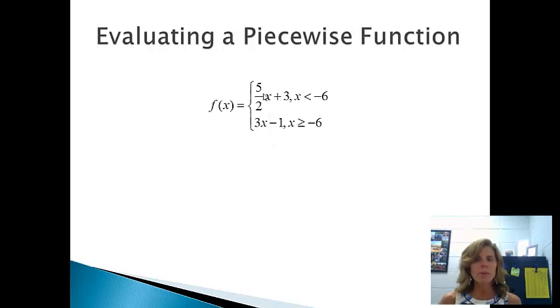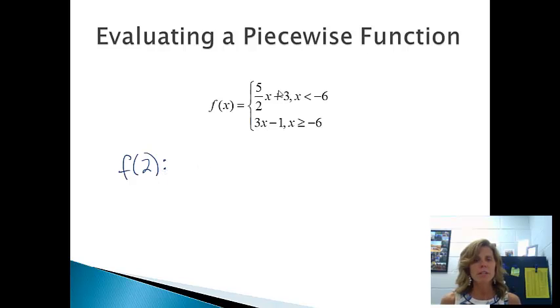Okay, so if we're evaluating a piecewise function, this is a piecewise function, and there are two pieces. We have the equation f of x equals 5/2 x plus 3 when x is less than -6, and then we have f of x equals 3x minus 1 when x is greater than or equal to -6. So we are going to evaluate. The first thing, let's say I ask you to evaluate f of 2.